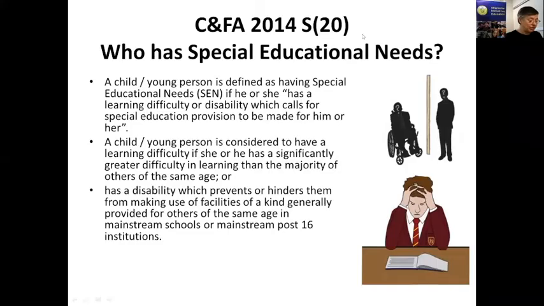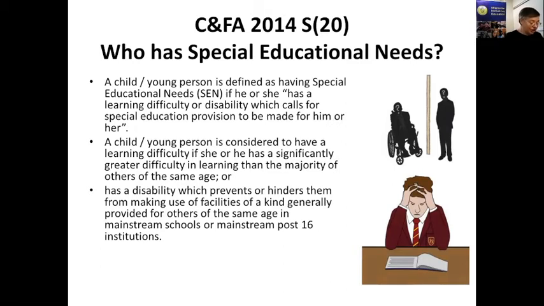You will notice that there is no need for a diagnosis. However, having a diagnosis will help the child or young person secure the support they require in mainstream education settings. So what this means in practice is that if a child or young person displays signs of having a learning difficulty, such as autism, dyslexia, or global learning difficulty, then this is evidence of having special educational needs.